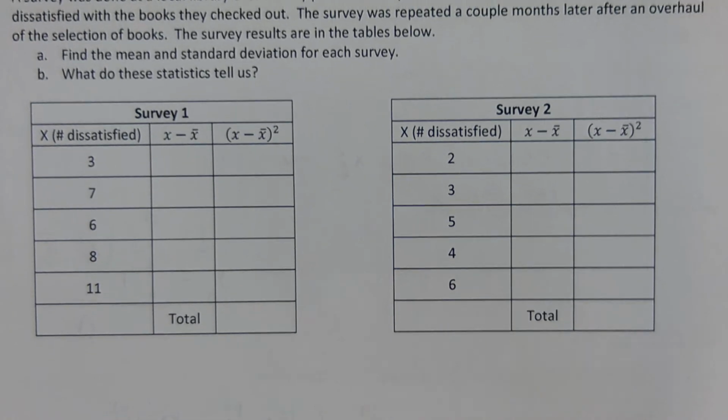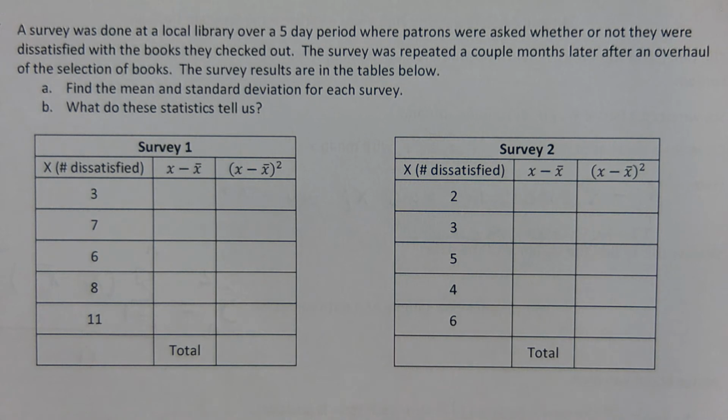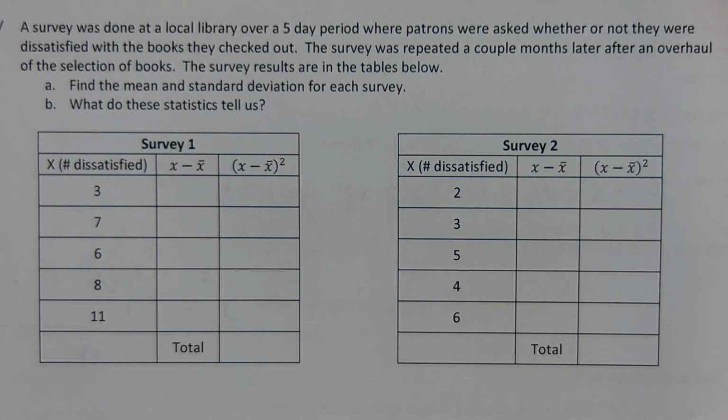Just have the one example to finish up these notes. A survey was done at a local library over a 5-day period where patrons were asked whether or not they were satisfied with the books they checked out. The survey was repeated a couple months later after an overhaul of the selection of books. The survey results are in the tables below.